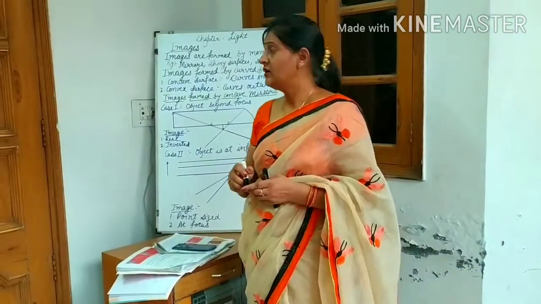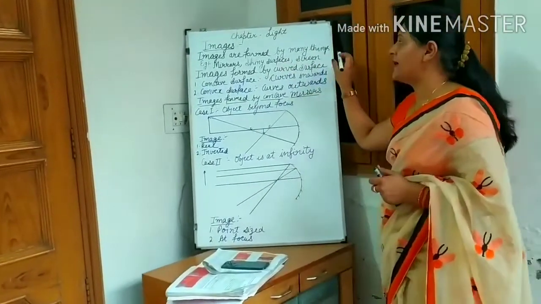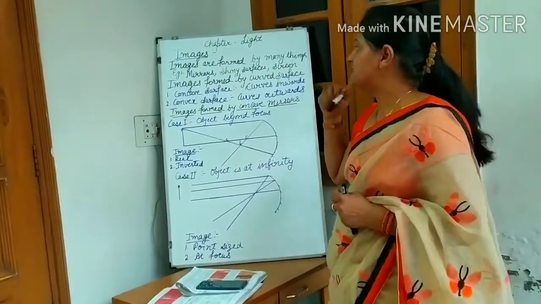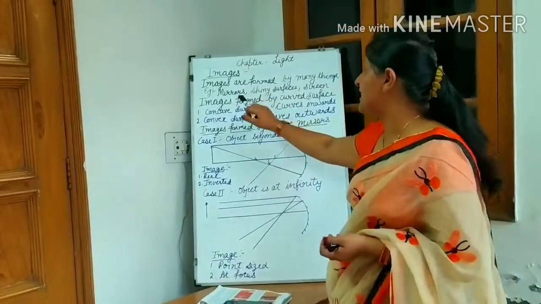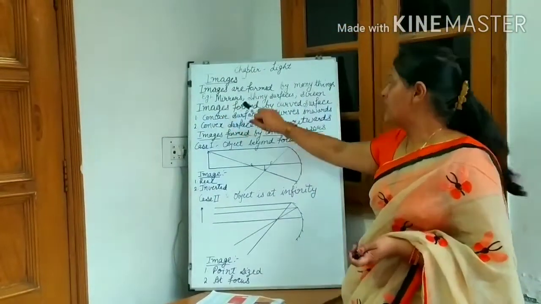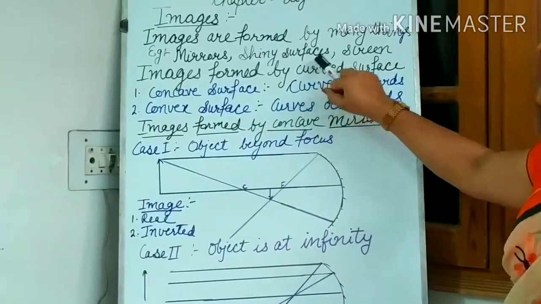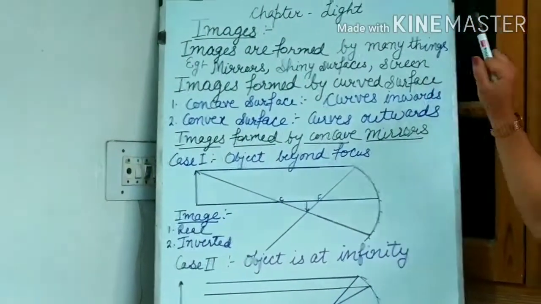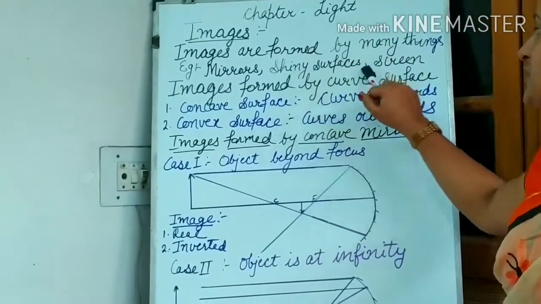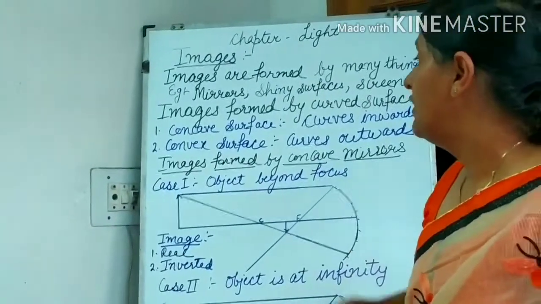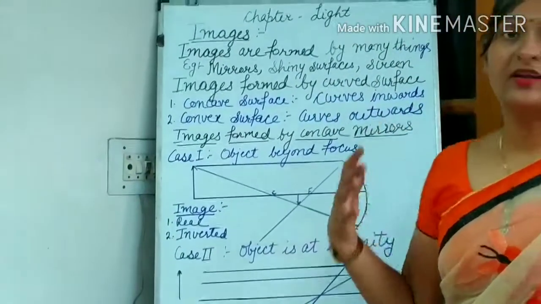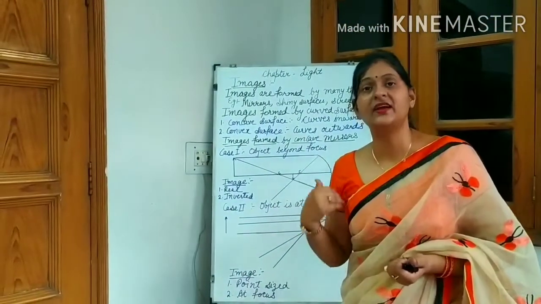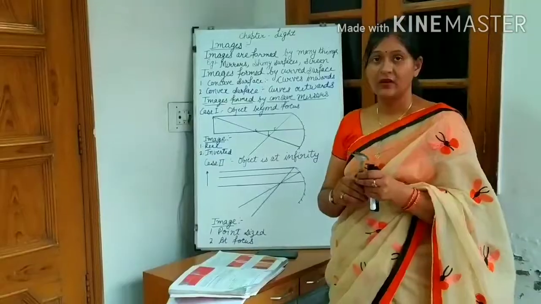Now we will learn how images are formed by many things. See students, images are formed by many things. For example, images are formed by mirrors, by spherical surfaces, by screen. Now here, by shiny surfaces also. Now here, we will take the example of curved surfaces. Now we will learn how images are formed by curved surfaces.